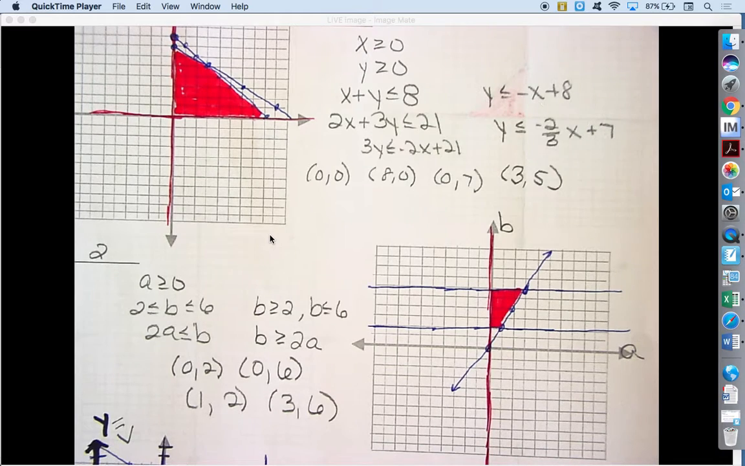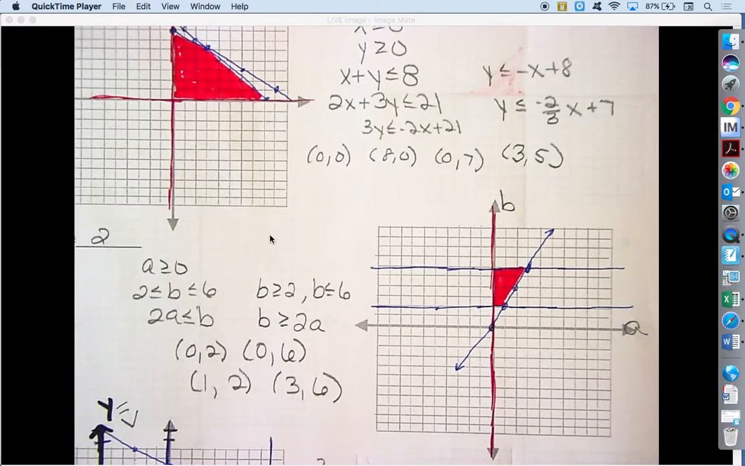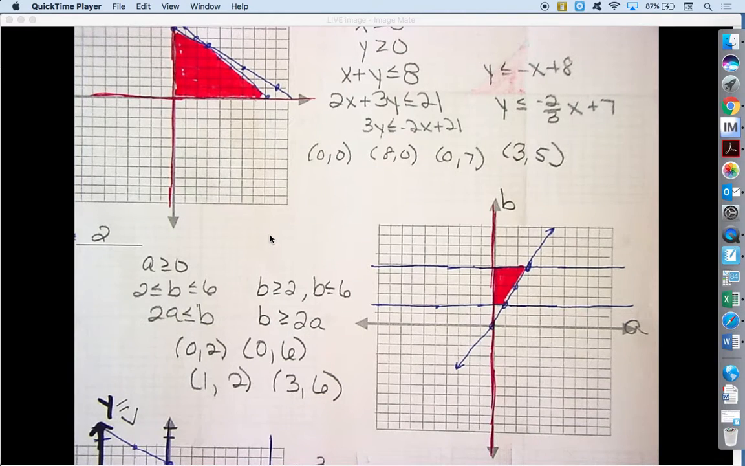So again, you get a quadrilateral here. This one is a trapezoid because it has two pairs of parallel lines. And then your ordered pairs, the vertices, are (0, 2), (0, 6), (1, 2), and (3, 6).